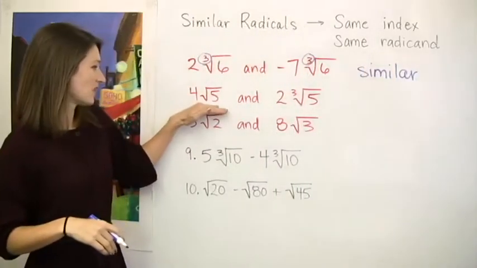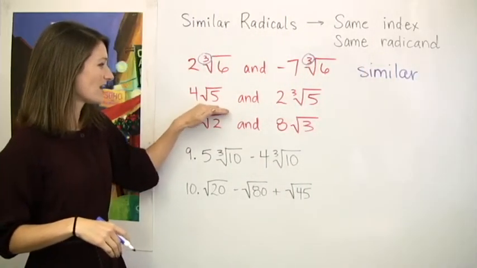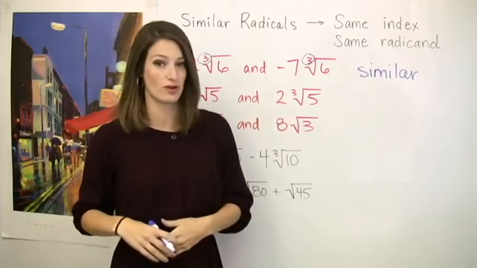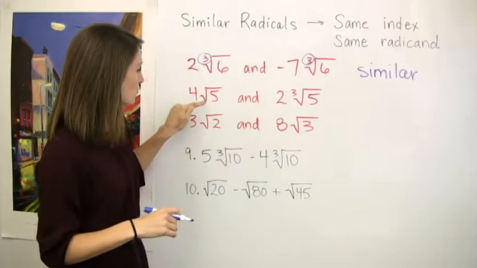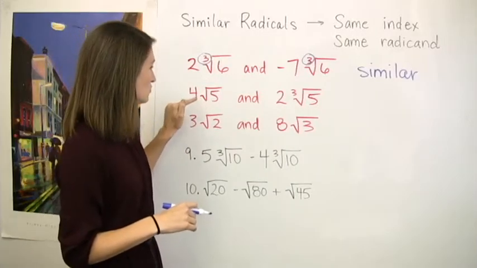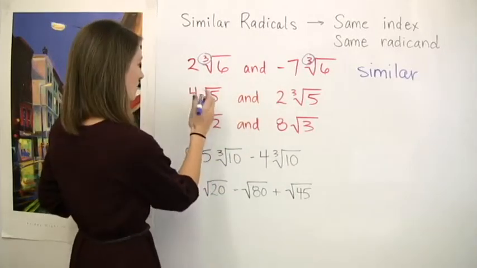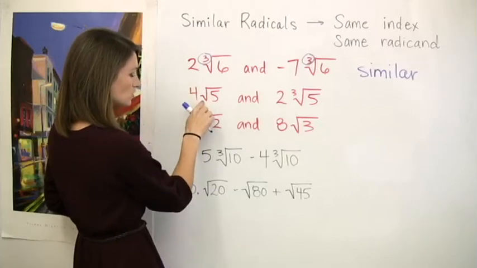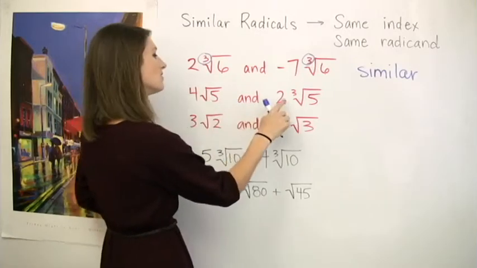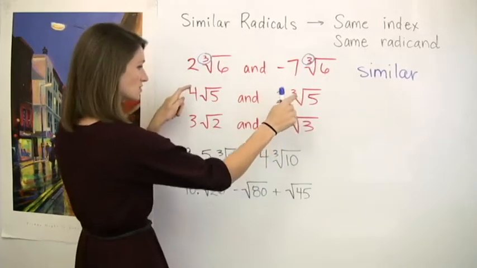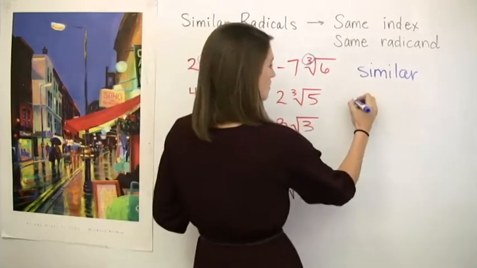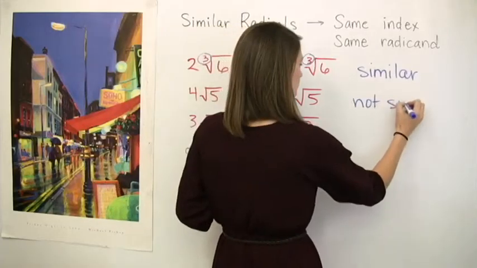Looking at the next comparison, 4 times the square root of 5 and 2 times the cube root of 5. Now the radicands are the same, however the radical expressions have 2 different indices. So we have a 2 here for our square root for the index, and then the index on this second expression here is a 3 for our cube root. So since those are different, these ones are not similar.